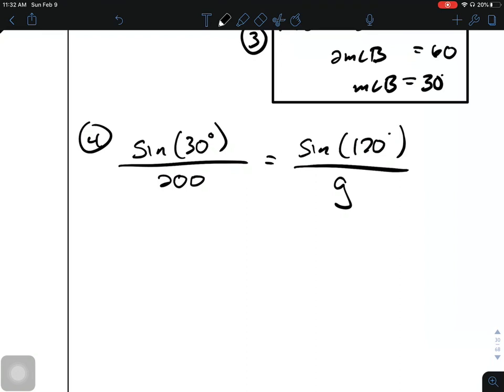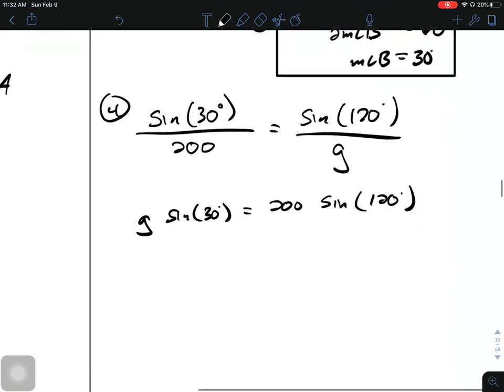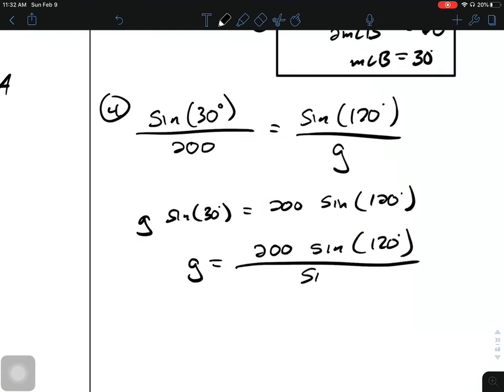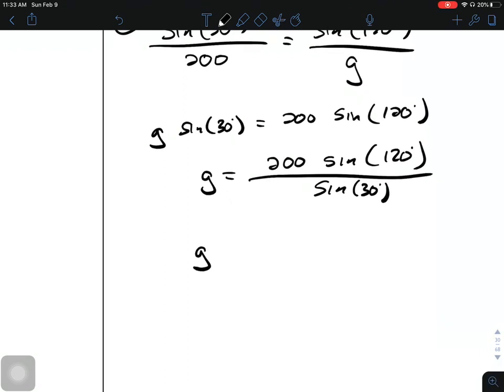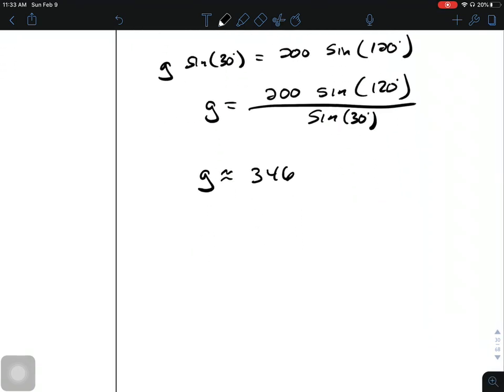I'm going to multiply both sides by g and 200. Trying to make this simpler for myself. And I'm going to divide both sides by sine of 30 degrees. I put that into my calculator. The directions said, how far apart are they? It doesn't say what to round to. I'm just going to round to the nearest whole number since it didn't tell me. I got 346 for this. Word problem deserves a sentence answer. Bert and Ernie are about 346 miles apart.